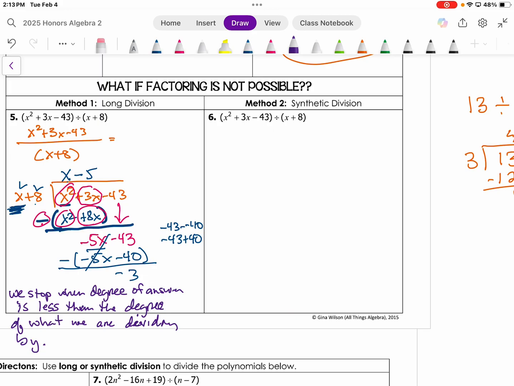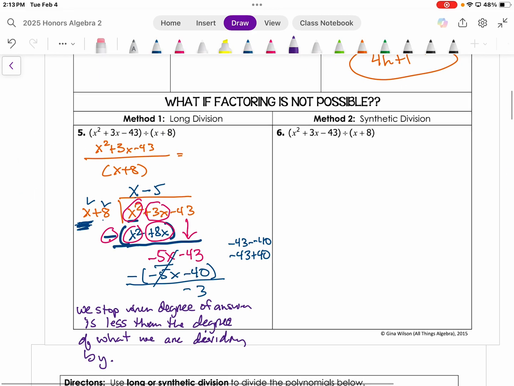And that's your remainder. Our remainder we write as follows. Since it's negative, we do a minus sign. And it's 3 over what are we dividing by? We are dividing by the quantity x plus 8. That's how my answer is written. Okay, we don't write r.